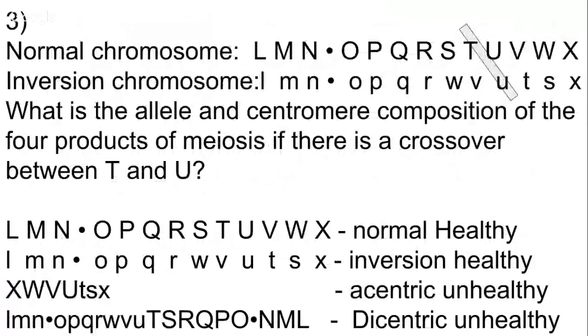For part C, they want to know what are the 4 products of meiosis when there's crossover between T and U. So I just put a bar in between the T and the U to help me find out which of the daughter cells is going to be. And we know there's going to be the normal parents. So right here we have the normal healthy and the normal inversion. And then this bar is really helpful because you're going to start at one end and loop around. You get to T and you go up to U, and that's going to be the short acentric one. And then you do the same thing for the long dicentric unhealthy one.